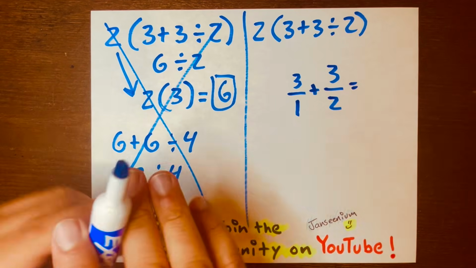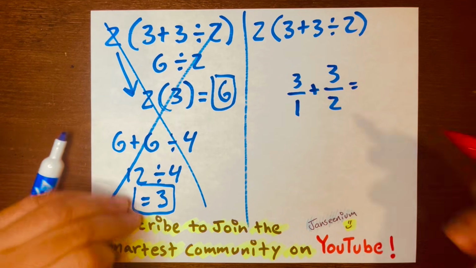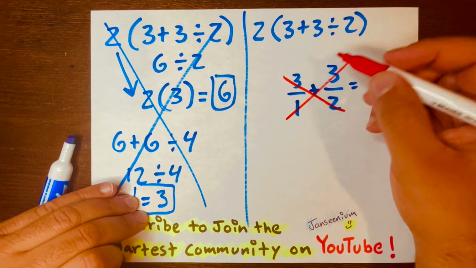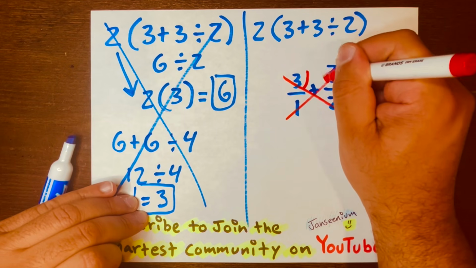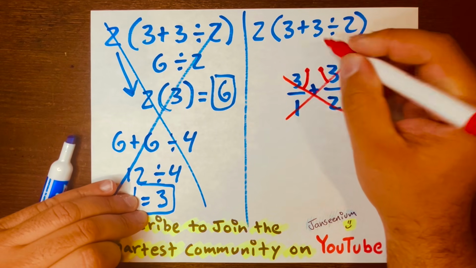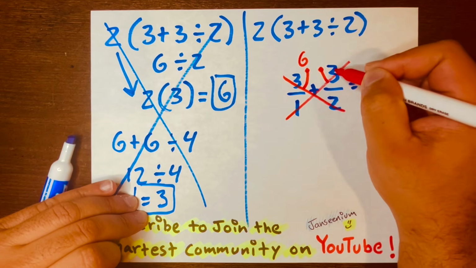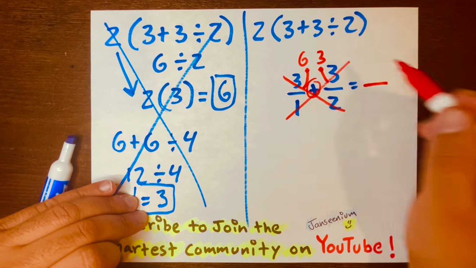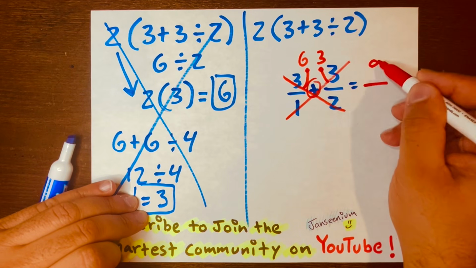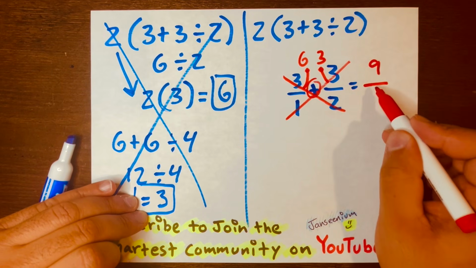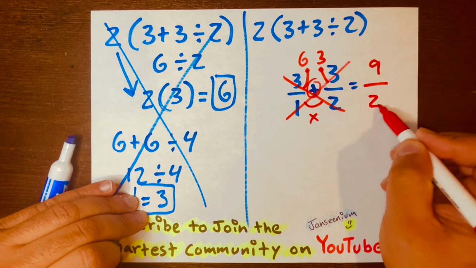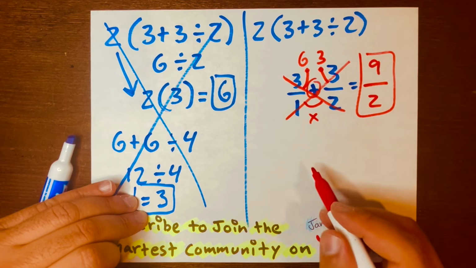Next, I'll use a different color for this one. 3 times 2, these are the butterfly wings, and 1 times 3, these are the antennas. 3 times 2 is 6, 1 times 3 is 3, and then you add those two numbers, which gives you 6, 7, 8, 9. So I'll write 9, that's the numerator. The denominator is the body, so 1 times 2 is 2. So now I have 9 over 2.